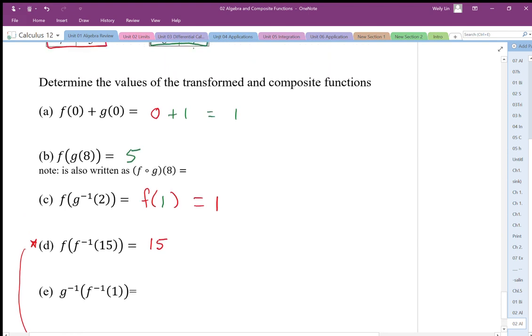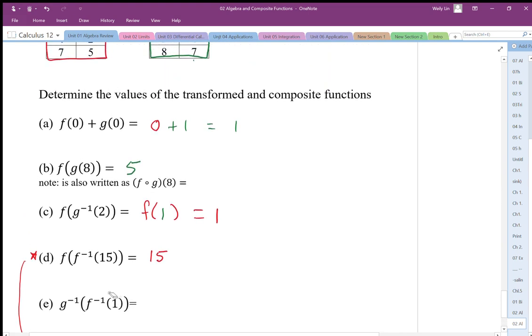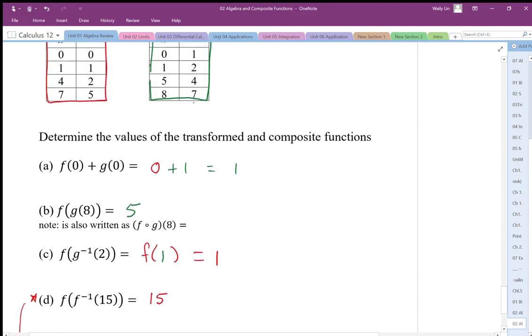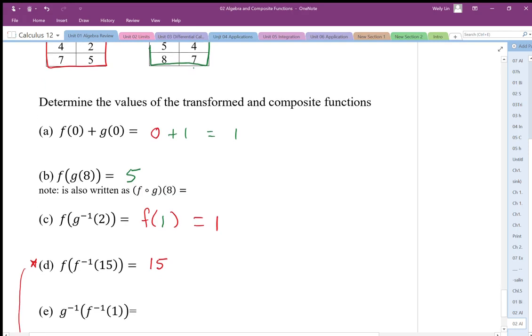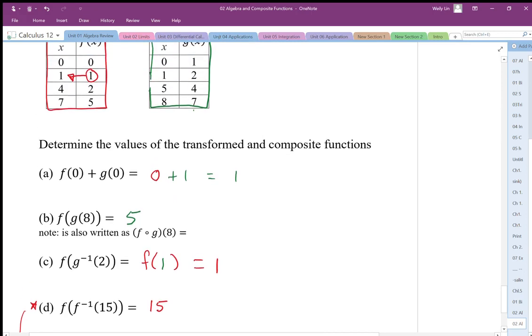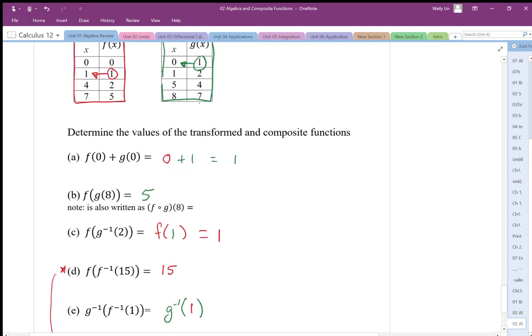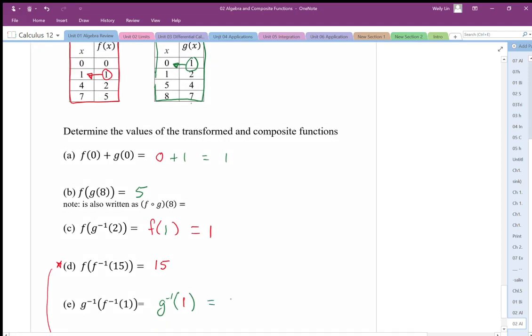And the last one here, if I take the inverse of 1, means the output is 1. I want to know the original input. Okay, well there's my output of 1. My original input then is 1. Okay, so then I'm just going to do this in steps. This becomes the inverse of g of the inverse of 1. Okay, so what does this inverse notation mean? This means that this is the output, and I want to know the original input. Okay, if my output is 1, my original input must be 0. So then this must be equal to 0.